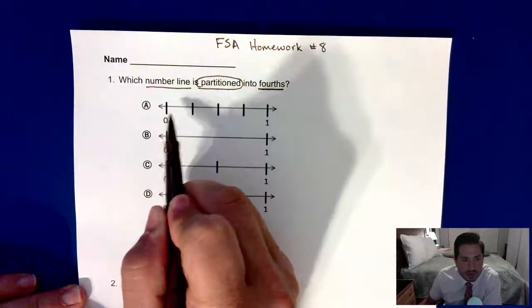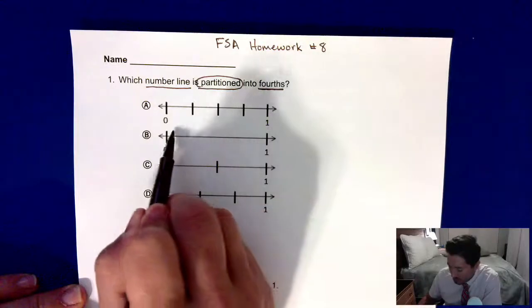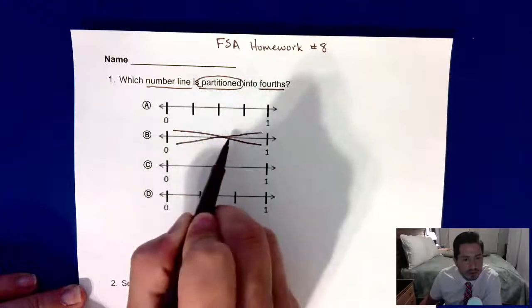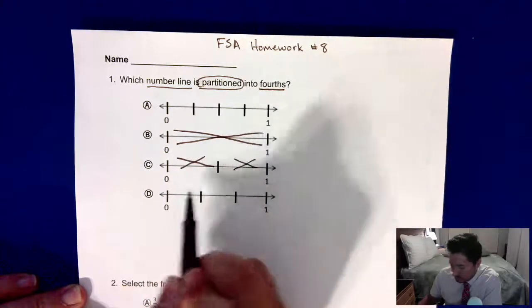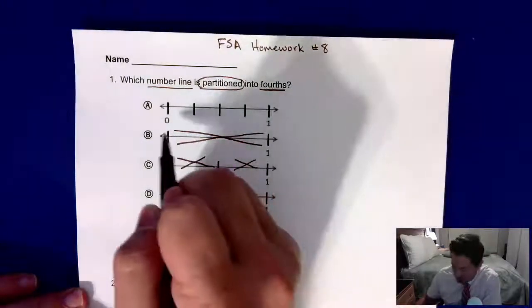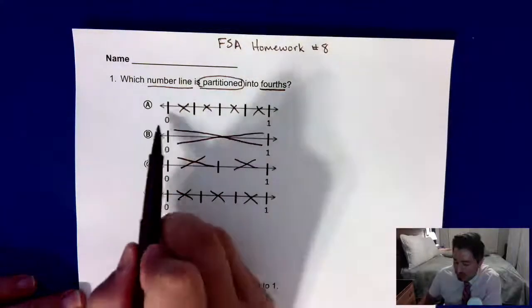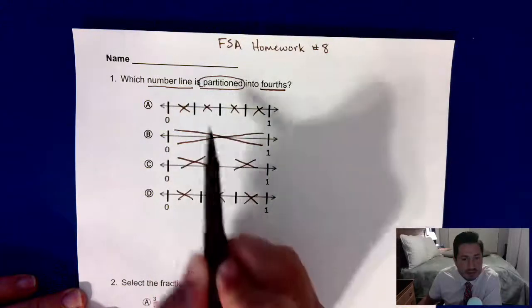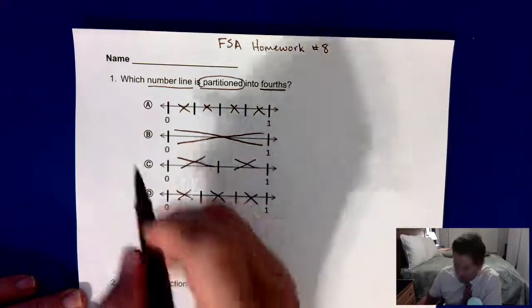So remember, we don't want to count the lines. We want to count the spaces in between the lines. So this would get one huge X right here. So that's only one partition. This one gets 1, 2. This one gets 1, 2, 3. And this one gets 1, 2, 3, 4. So they're all partitioned equally. They have equal spacing. But this is the only one that is partitioned into fourths. So the answer is A.